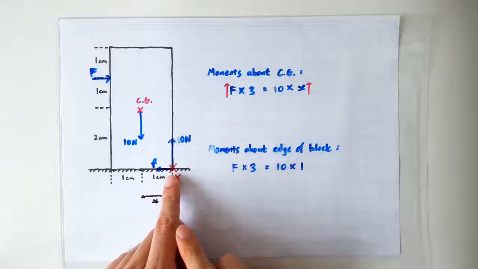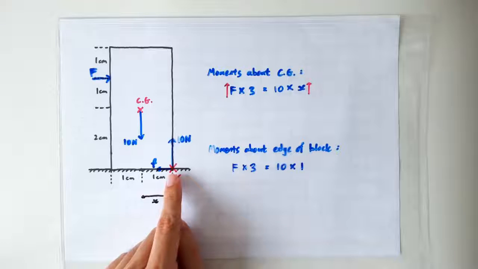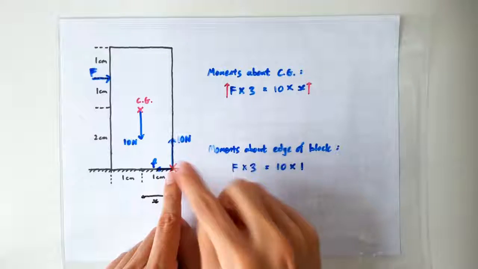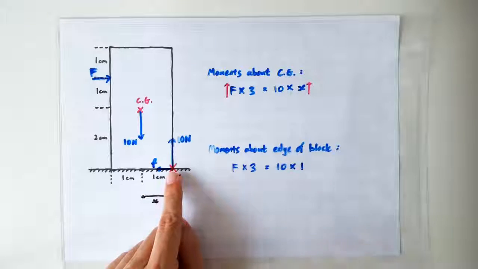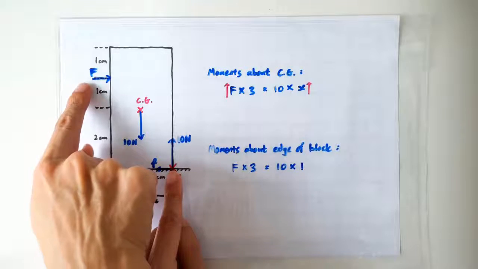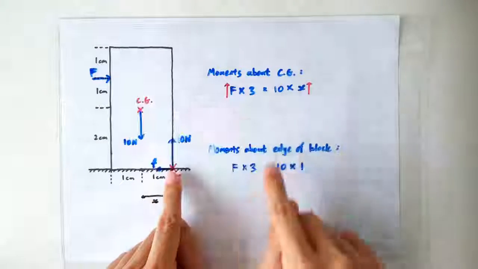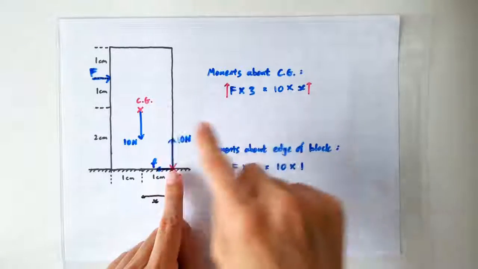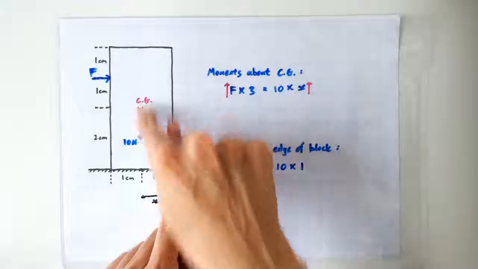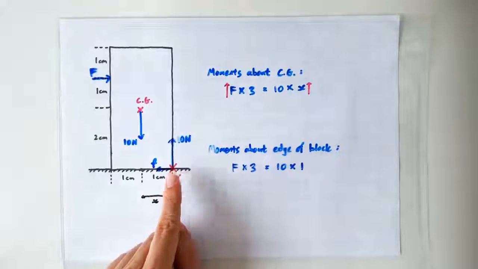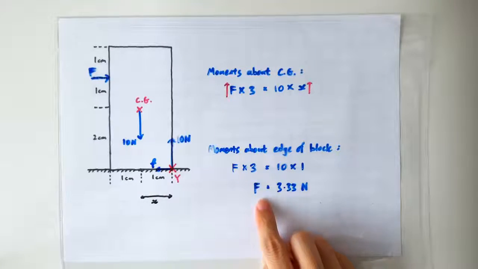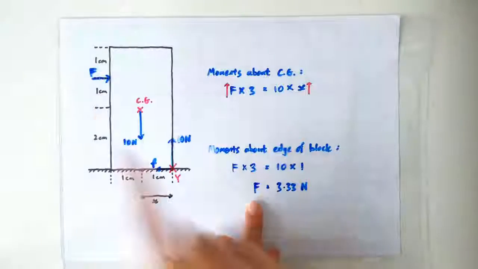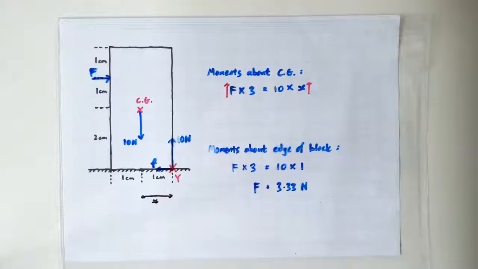I know how most students solve this problem is to immediately take moments about the right edge of the block, this point here. So when you take moments about this point, then the normal contact force and the frictional force exert 0 moment. So all you have is the clockwise moment by F, so F times 3 is balanced by the anti-clockwise moment produced by the 10 Newton force, so 10 times 1. So you have solved that the block will topple when the horizontal force reaches 3.33 newtons.